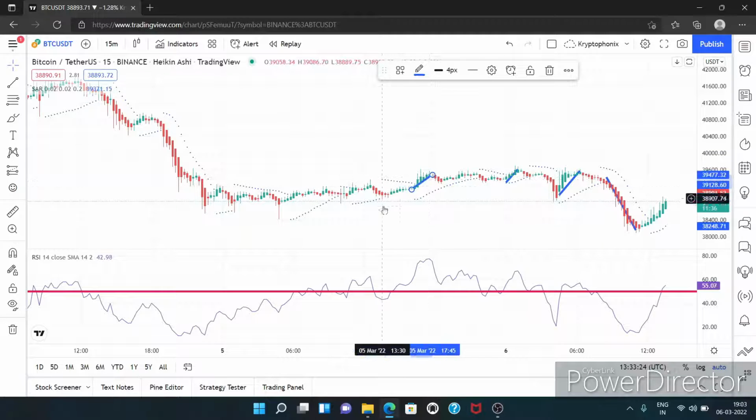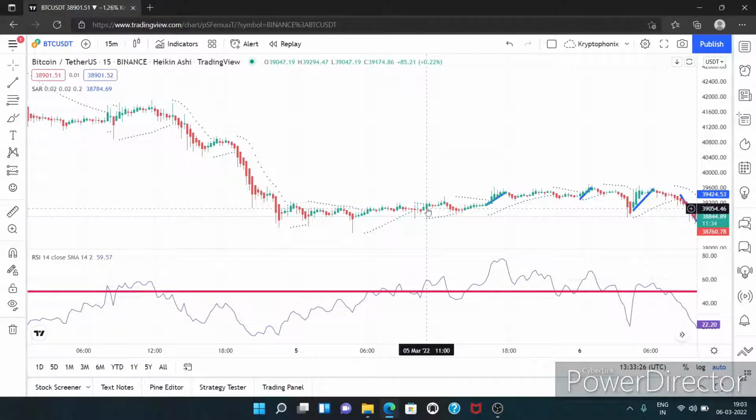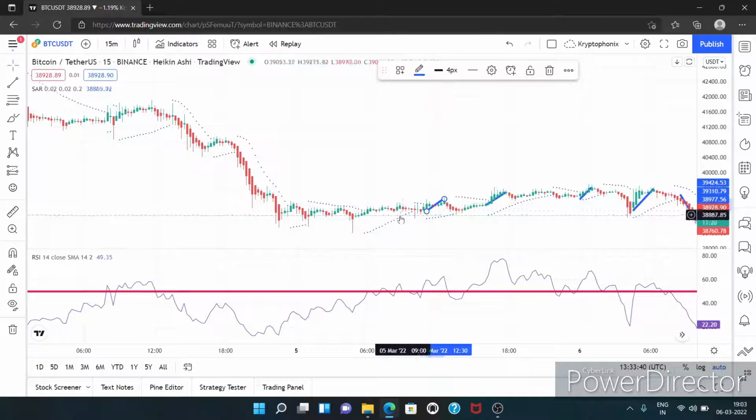Okay, now let's look over here. RSI is giving us a signal to buy. The same thing is being done by the parabolic SAR result. A small up move was seen in this case, not a big up move.